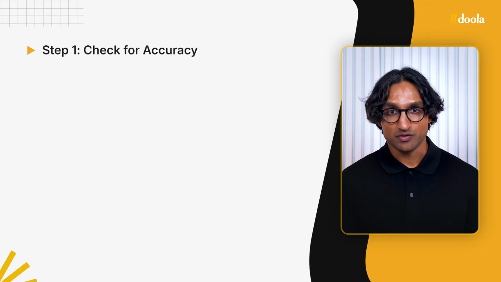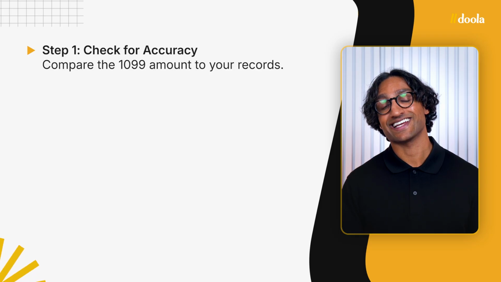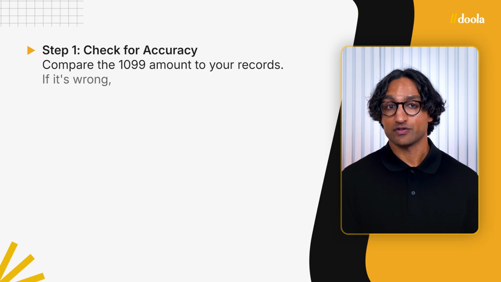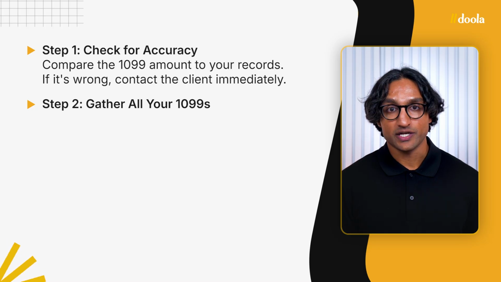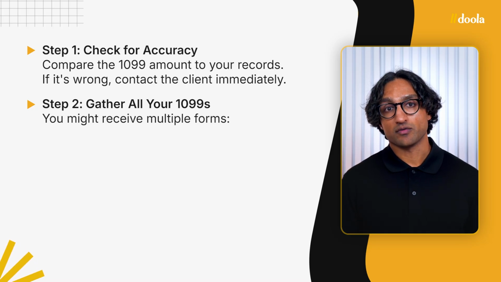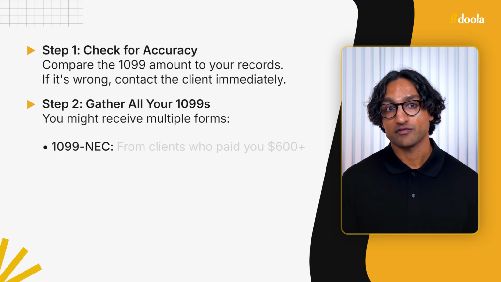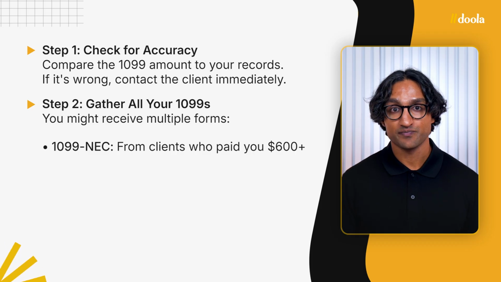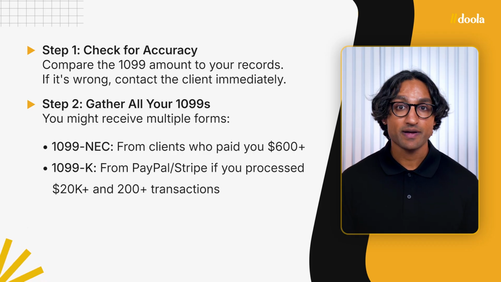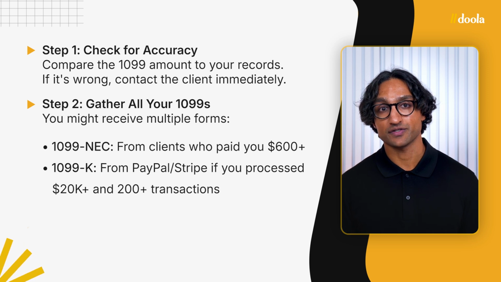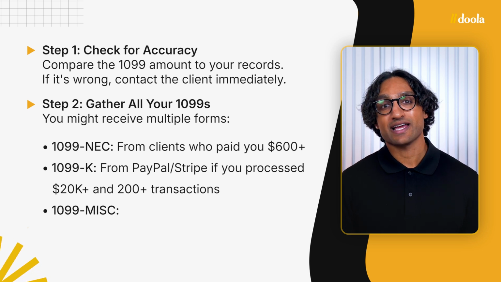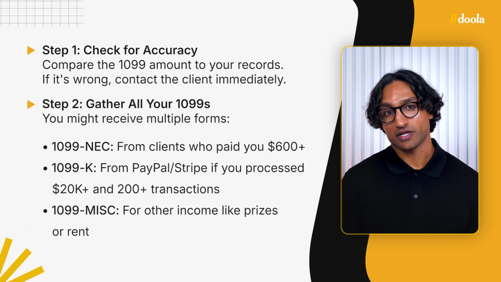Step 1 is check for accuracy. Make sure to compare the 1099 amount to your records, and if it's wrong, contact the client immediately. Step 2 is to gather all your 1099s. You might receive multiple forms: 1099-NEC from clients who paid you $600 plus, 1099-K from PayPal/Stripe if you process $20,000 plus and 200 plus transactions, 1099-MISC for other income like prizes or rent.